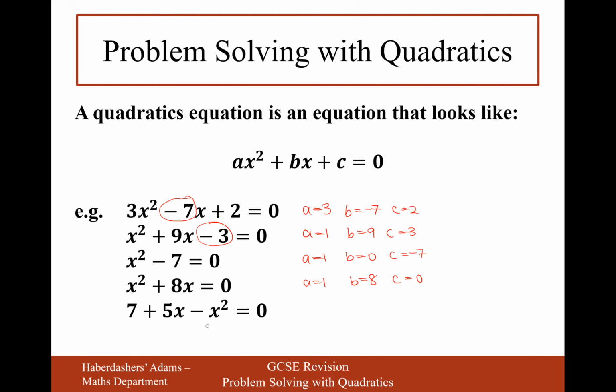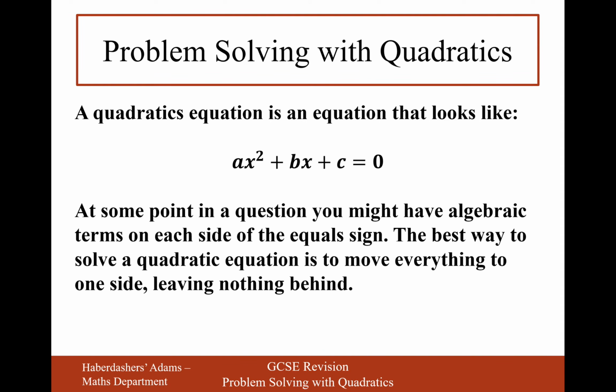And the final one might have a negative in front of the x squared term, and it might be in a different order as well. So here, a is still going to be the number in front of the x squared, minus 1. b is still going to be the term in front of x, 5, and c is still going to be the number on its own, 7. So even though it's in a different order, the order doesn't matter, it's what's going in front of the different terms, either x squared, x, or just a number on its own.